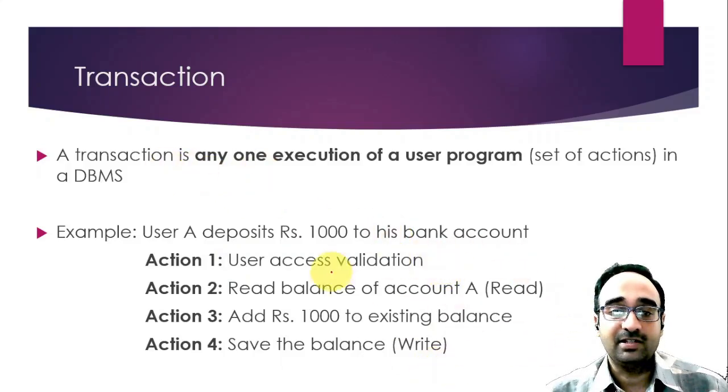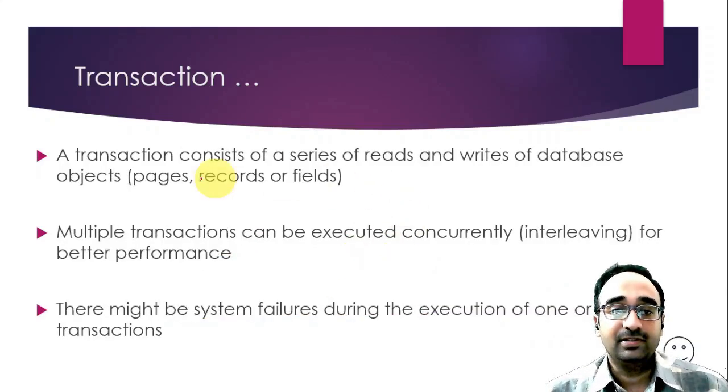Generally, even though you have actions 1 to 4, we will ignore the first action and the third action. Generally we will take only the read and write. We will ignore the rest of the things, even though they are there. So you can see a transaction is a collection of read and write operations on database objects. These objects you can think of as pages, records, or fields.